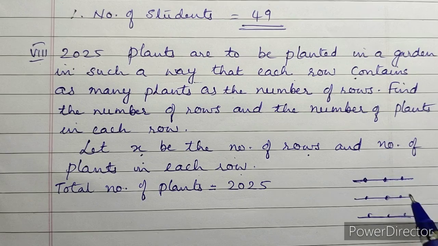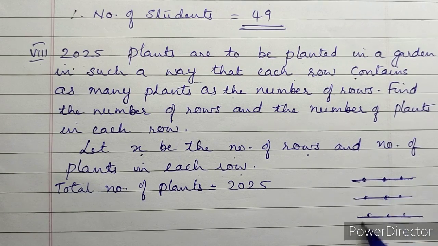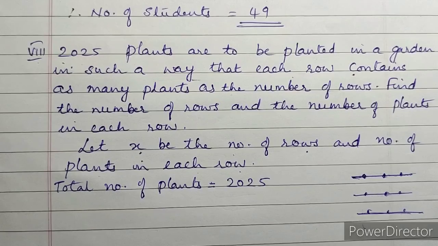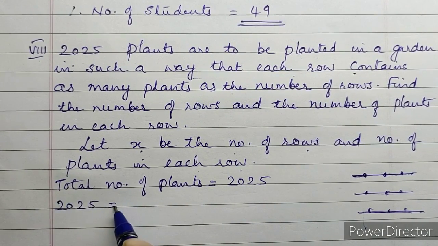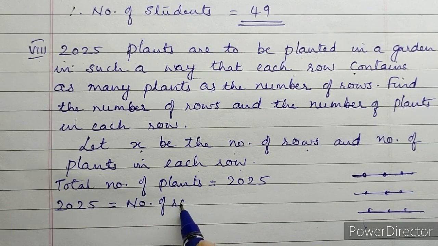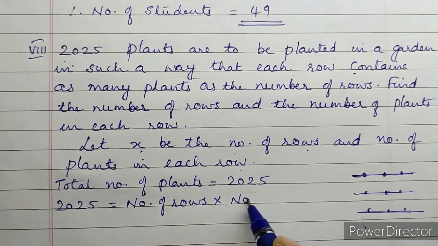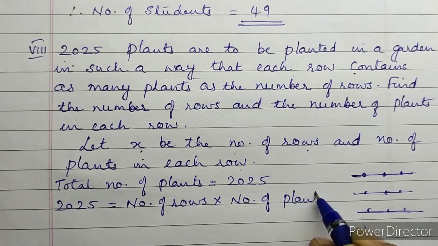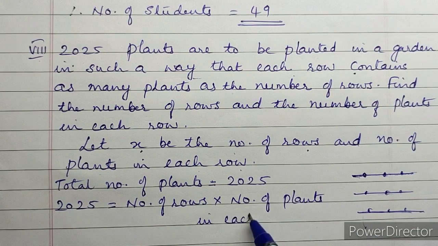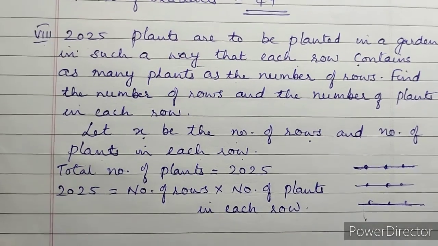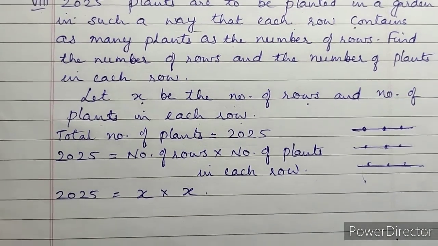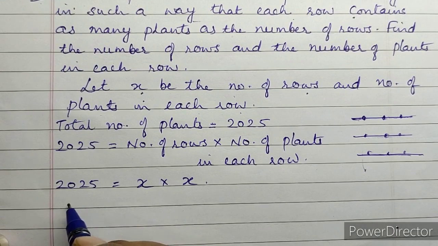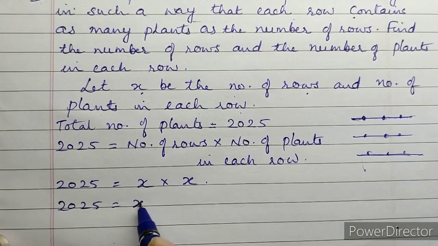So the total number of plants means you have to multiply the row and the column, that means x into x. So 2025 means the number of rows into the number of plants in each row. The number of rows is x only, the number of plants in each row is x only. So 2025 is equal to x into x. X into x means what? X square. 2025 is equal to x square.